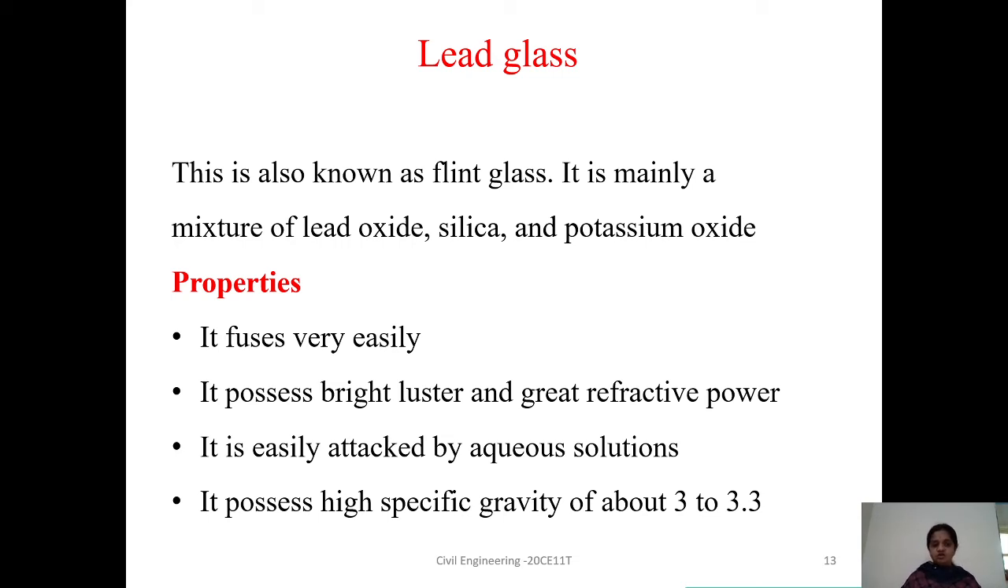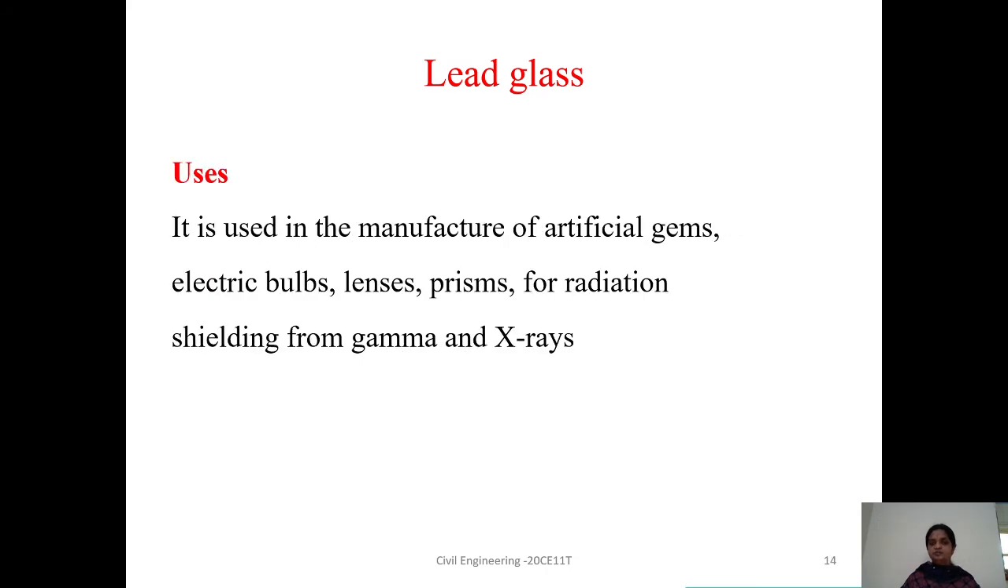Coming to the properties of lead glass, it fuses very easily. It possesses bright luster, shining, and great refractive power. It is easily attacked by aqueous solutions. It possesses high specific gravity of about 3 to 3.3.